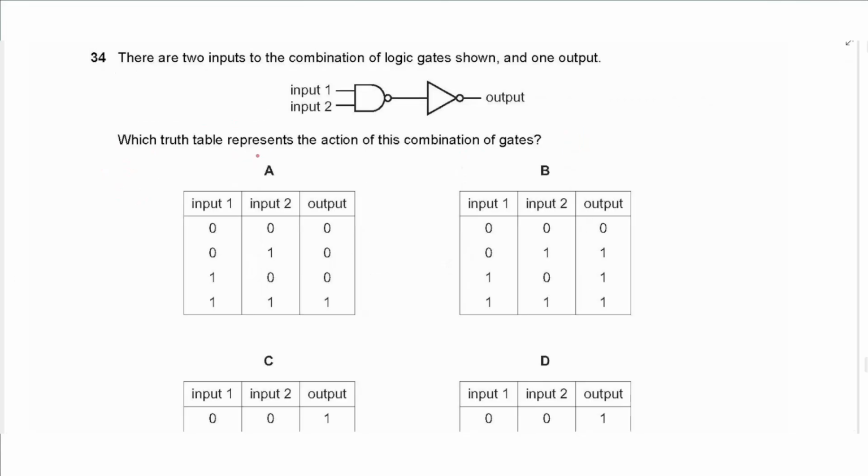Question 34 is about logic gates, so you can skip this question for the new syllabus. It says there are 2 inputs to the combination of logic gates shown and 1 output. Which truth table represents the action of this combination of gates? So we have a NAND gate connected to a NOT gate, which reverses the output of the NAND and converts it to an AND gate. So for an AND gate, all the outputs are 0 unless the 2 inputs are 1. So we choose here A.